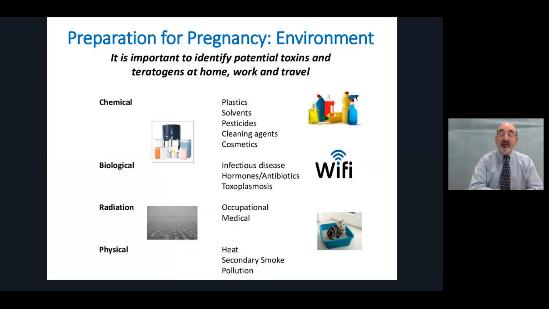No discussion of lifestyle would be complete without talking about environment. There are a number of environmental toxins that we're exposed to daily: chemical, biological, radiation, and physical. You can see the list here. But the major area where we're going to be exposed to chemicals is through food and fluids, primarily by the processing of the food products and also the packaging and storing.